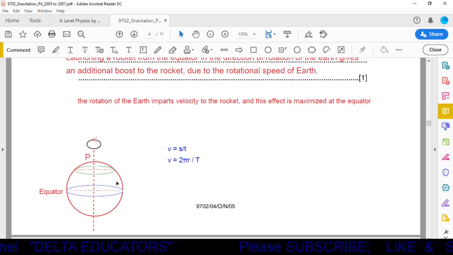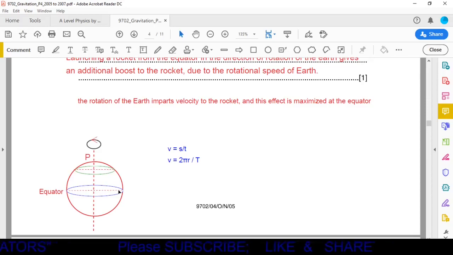When we move from the equator towards the pole, this radius is continuously decreasing. Since the radius is decreasing, velocity will also decrease. Let us suppose this point is A and this point is B. Then at point A, velocity will be greater, and at point B, velocity will be less, because this radius, this distance, is less as compared to this distance.